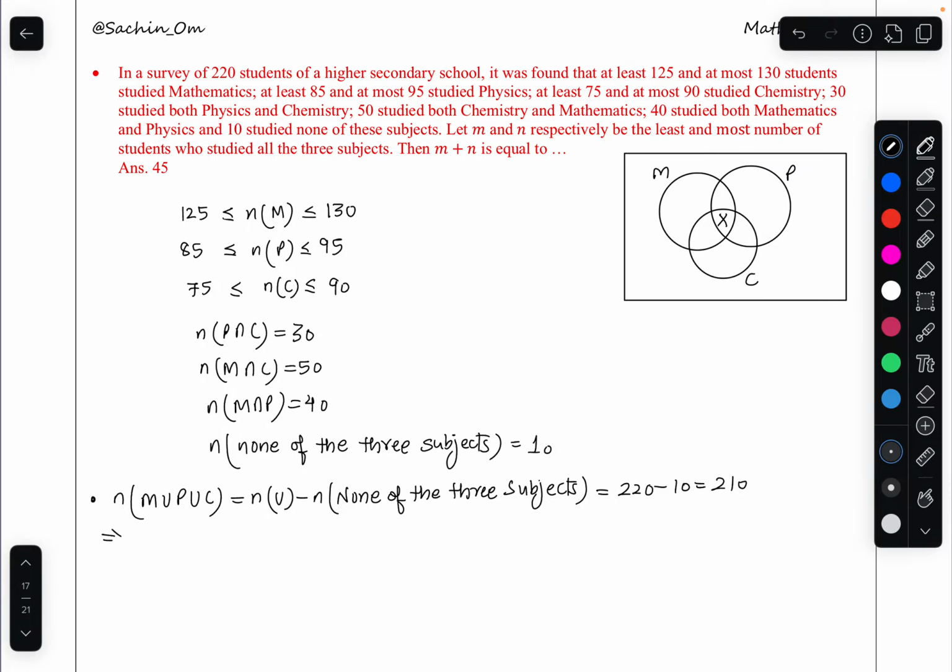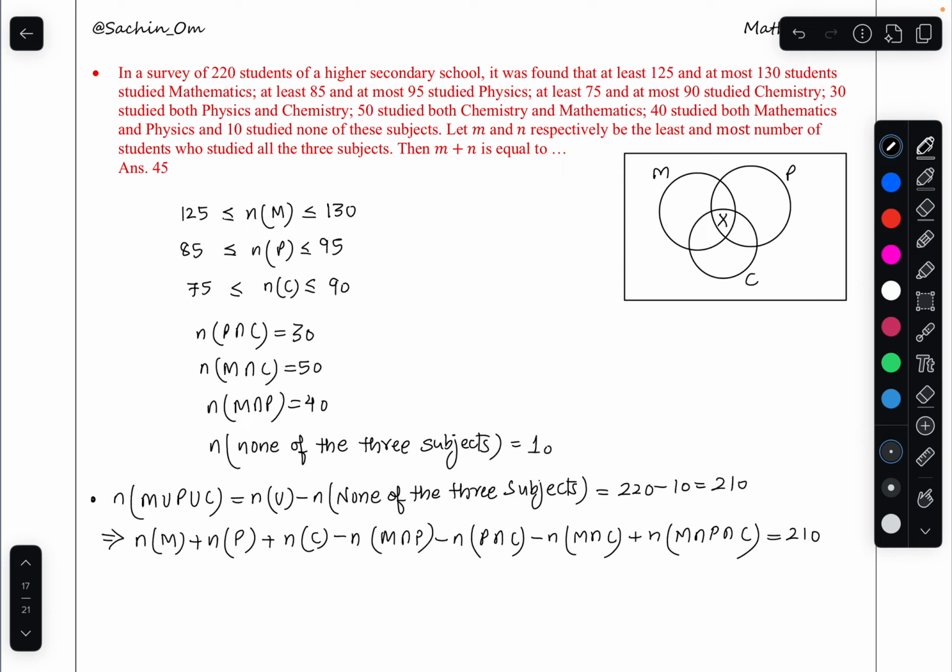Now we already know one relation, which is that the number of elements in M union P union C is equal to the number of elements in M plus the number in P plus the number in C, minus the number in M intersection P, P intersection C, and M intersection C, plus the number of elements in the intersection of all three, and that is 210. We are supposed to find the minimum possible and maximum possible value of the number of elements in M intersection P intersection C.